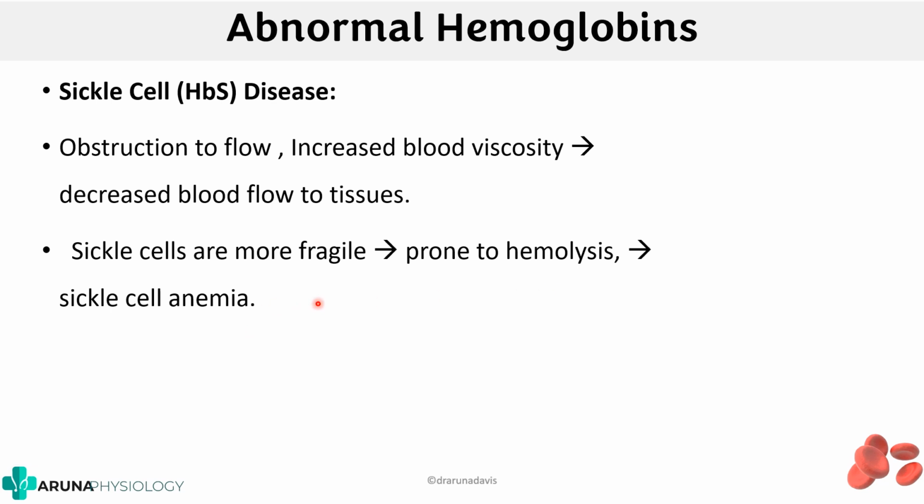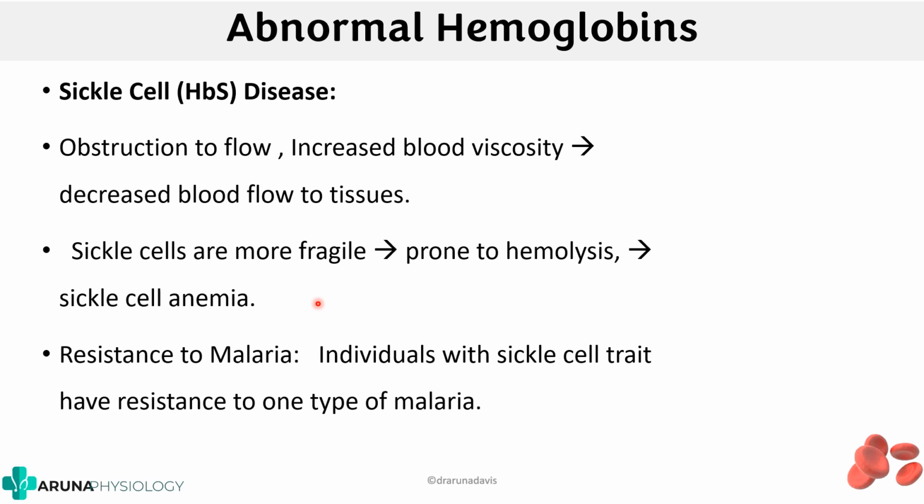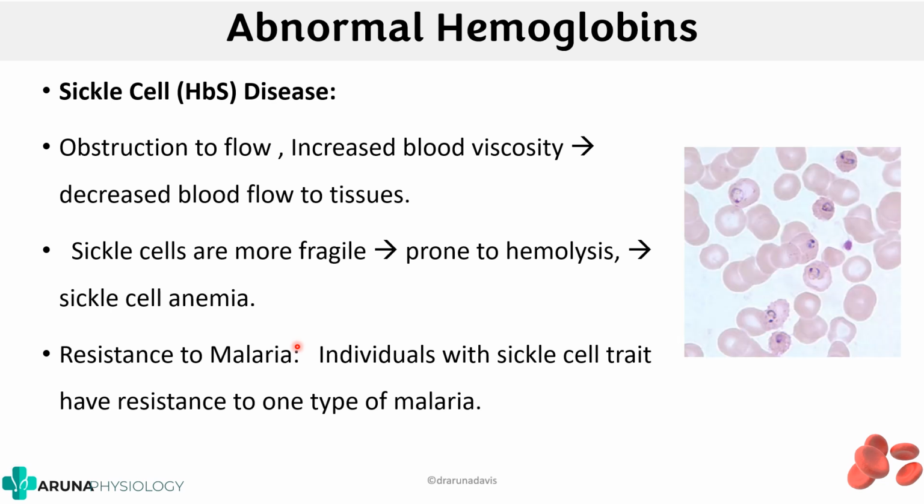and thus you can have sickle cell anemia. Now, one good thing about this HbS is that those individuals who have sickle cell trait, which means they've got some amount of sickle hemoglobin, have resistance to malaria. Why do they have resistance to malaria? Because the organism that is causing malaria can survive only in a proper biconcave shaped RBC. They cannot survive in a sickle shaped RBC. That is why individuals with sickle cell trait have resistance to malaria.